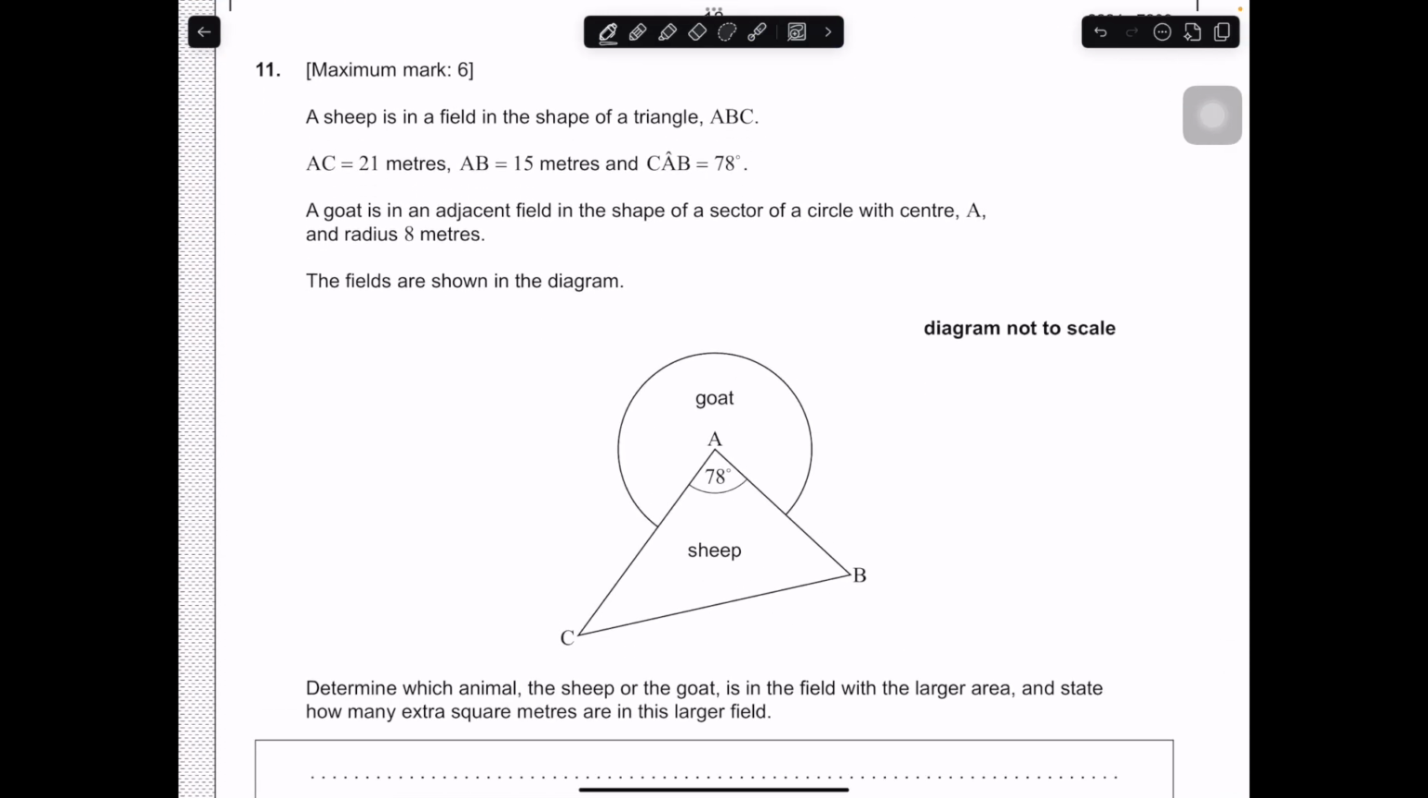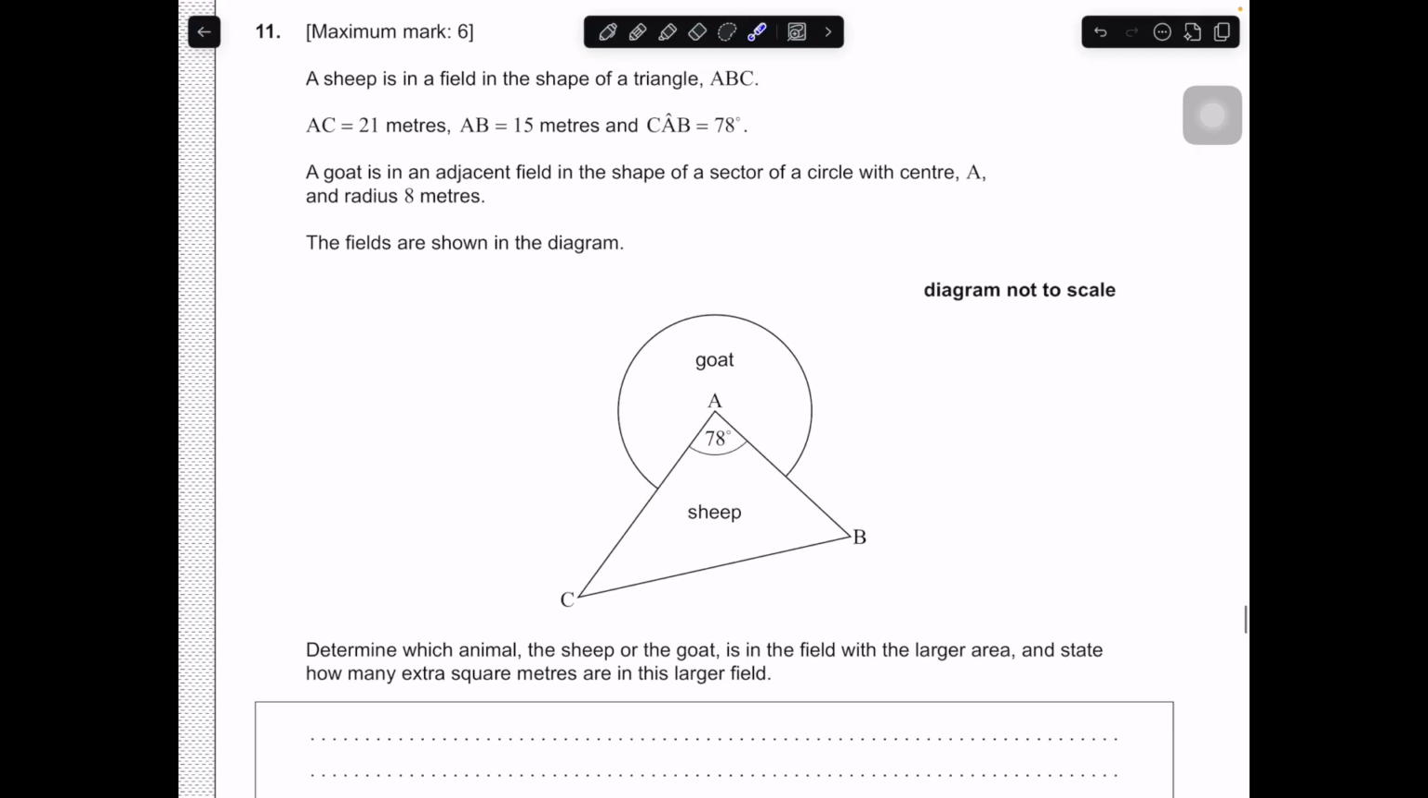Here we go. 6 mark question. I think this is actually a little lighter than the previous one. I think it's just a very nice question. A sheep is in a field in the shape of a triangle ABC. So here's the sheep. AC is 21 meters, AB is 15 meters, and CAB is 78 degrees. A goat is in an adjacent field in the shape of a sector of a circle with center A and a radius of 8 meters. The fields are shown in the diagram.